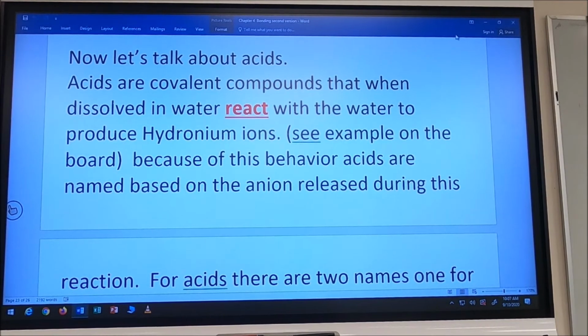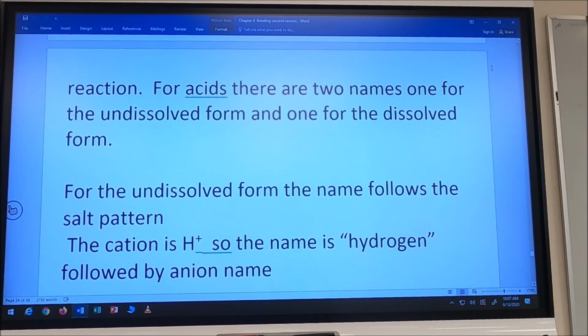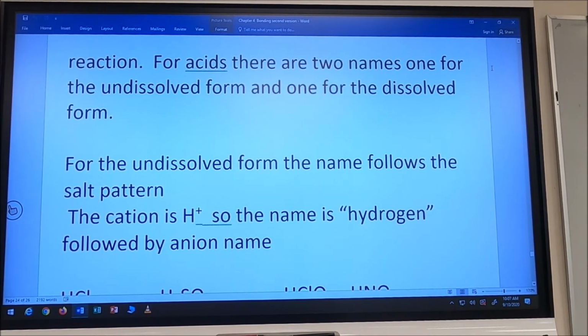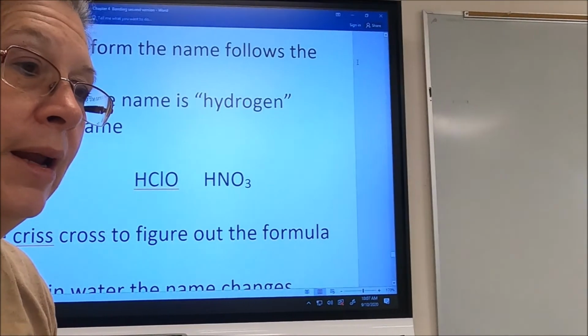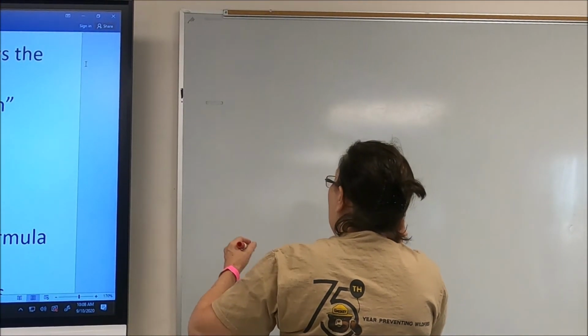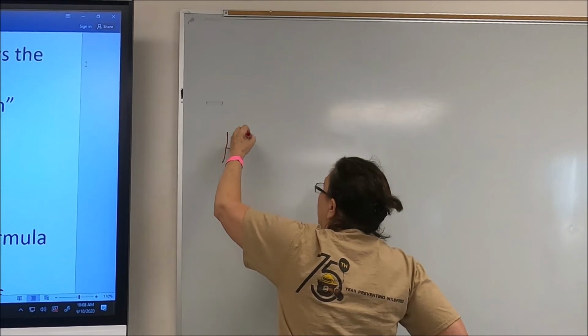So let's try P4O10. Well, that's phosphorus, and 4 is tetra. So we have tetraphosphorus and then deca oxide. Tetraphosphorus decaoxide. Now, going back the other way is pretty straightforward.